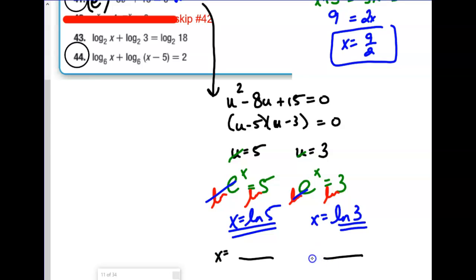I'm also going to ask you to give me a decimal approximation rounded to the hundredth place. So that's two place values. So natural log of 5, guys, what do you get?